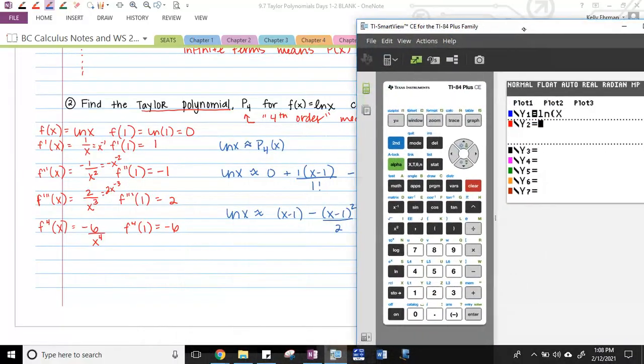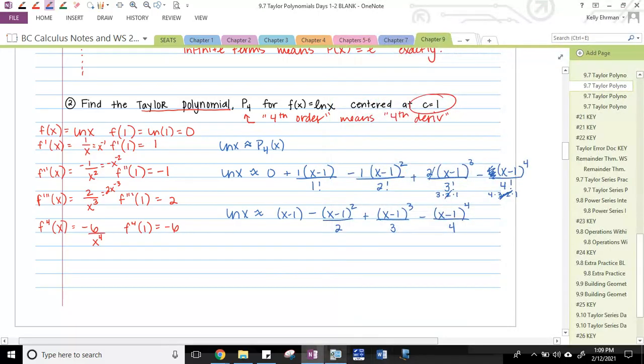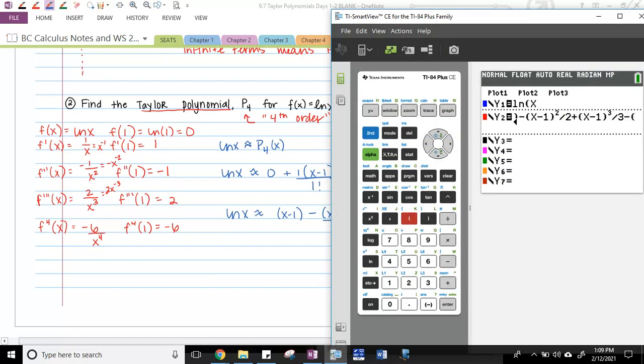So that was x minus 1 minus x minus 1, excuse me, squared divided by 2 plus x minus 1 to the 3rd divided by 3. And then it was minus x minus 1 to the 4th divided by 4.